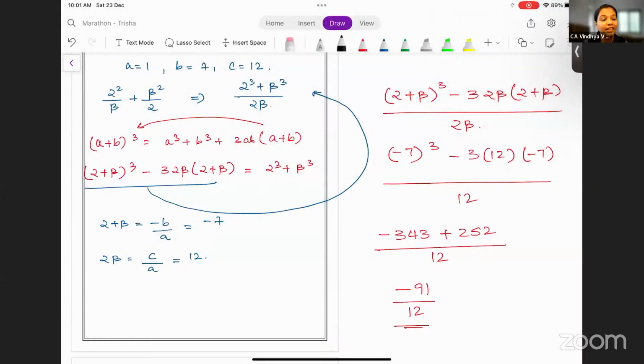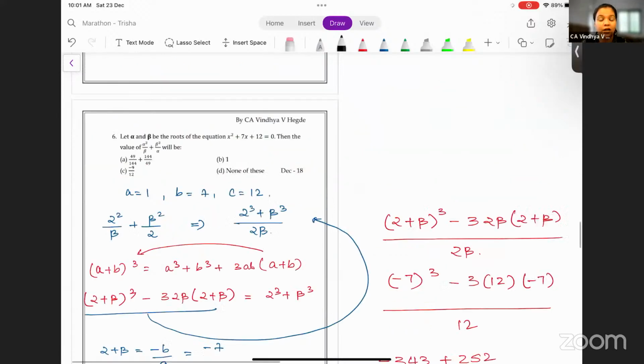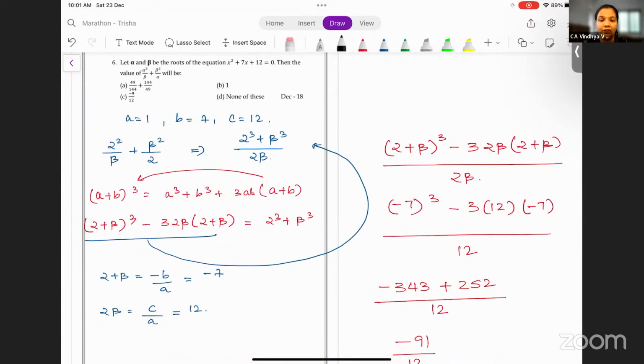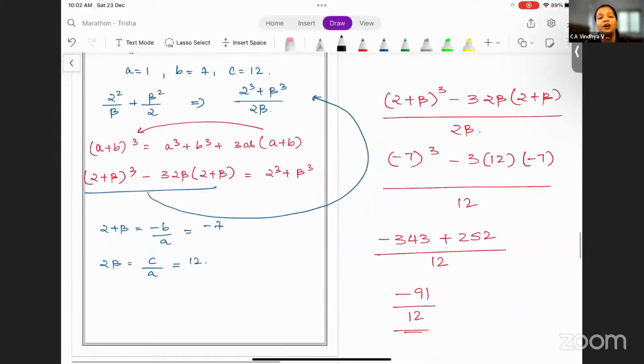Yes. So I had given you the homework as question number 6 of equations, where you had to find the value of alpha square by beta plus beta square by alpha. So we had taken the common denominator as alpha beta, and we had got the numerator as alpha cube plus beta cube, for which I had asked you to substitute the identity a plus b the whole cube. By substituting it, we got the value of alpha cube plus beta cube as alpha plus beta the whole cube minus 3 alpha beta into alpha plus beta.